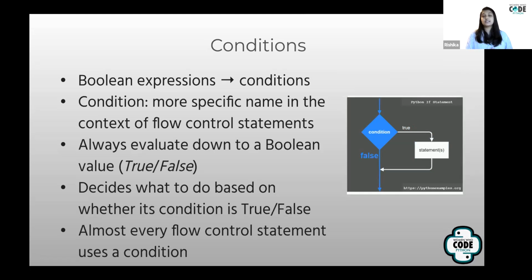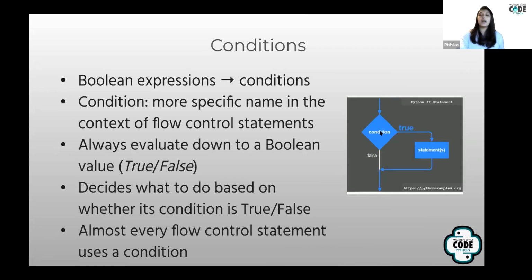A condition is basically a more specific name in the context of flow control statements. These conditions always evaluate down to a Boolean value of either true or false. And depending on whether the condition is true or false, you decide what to do based on the result of that condition. Almost every flow control statement out there uses a condition.